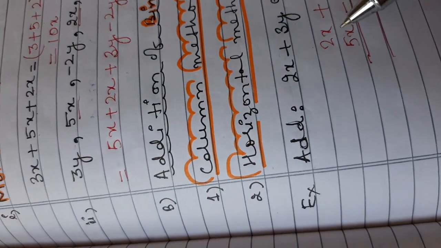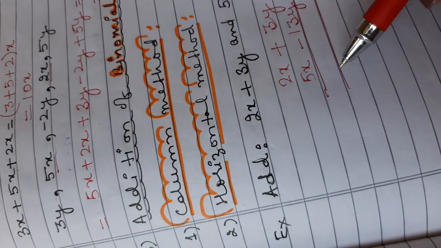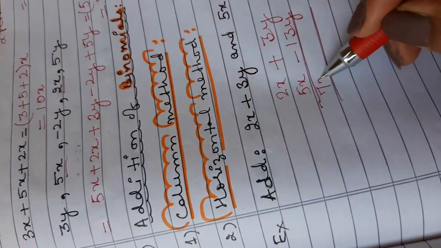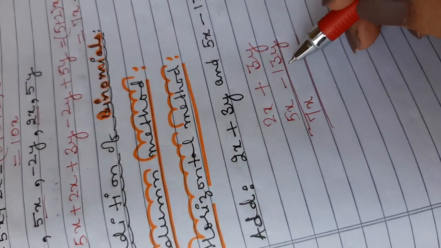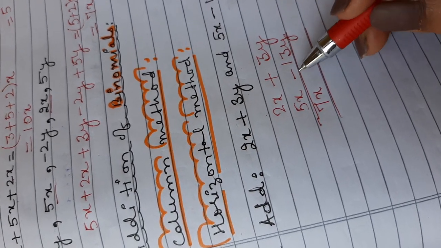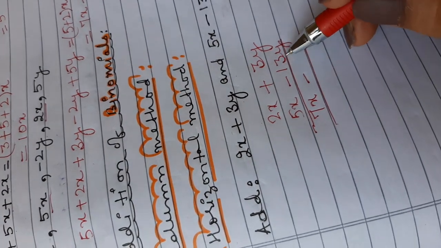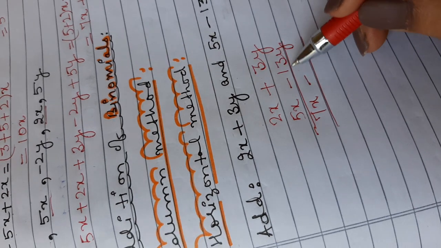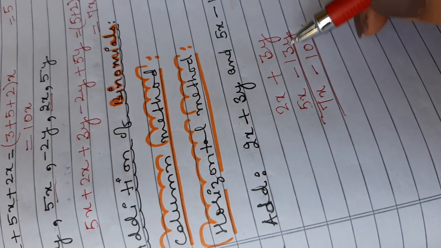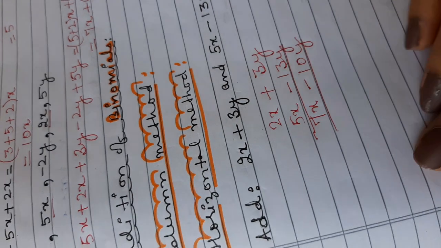There is no need that you start adding from here, you can add from this side also. 5 plus 2 is 7, and because 13 is a negative integer, 13 minus 3 is 10, because the bigger one is 13. So we will consider the sign of the bigger number. So 13 minus 3 is 10, so we will write minus 10y. So this is the answer.